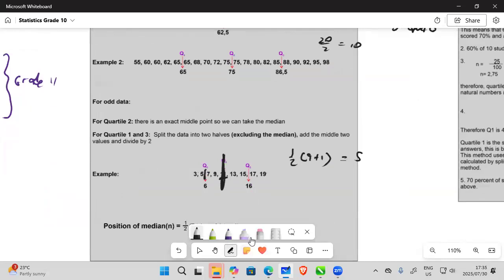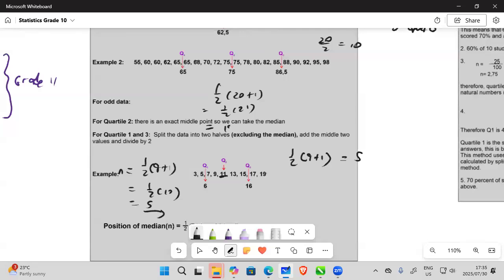Okay, let's do it for an odd data set. For the odd data set, it's so simple because it's half into 9 plus 1, which is equal to half into 10, which is equal to 5. This is telling you that the fifth data point is the median. But let's do it for 20. Half into 20 plus 1 is equal to half into 21, which is equal to 10.5. The position of the median is between the 10th and the 11th.